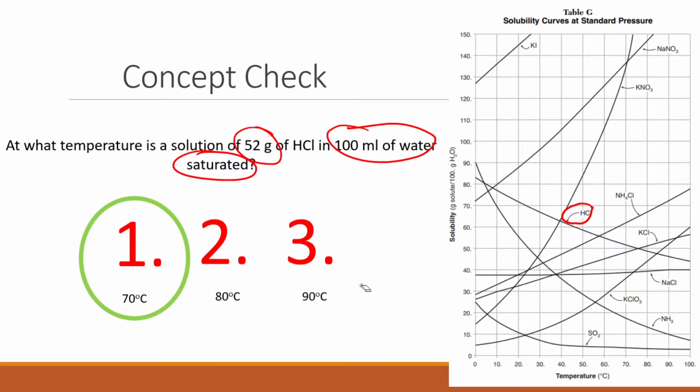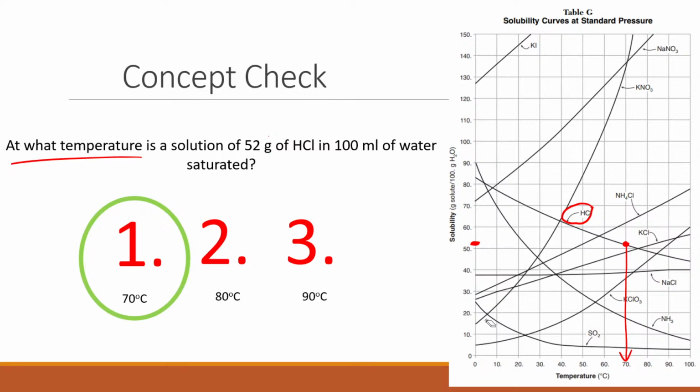So that's HCl. 52 grams means we're going to be looking right around here, right along that intersection. Saturated means we want it to be on the line. So that gives us where this 52 should meet, right, on the line. 100 milliliters of water means we use this scale as given. And then they ask me what temperature. So I follow this down to my 70 degrees Celsius.